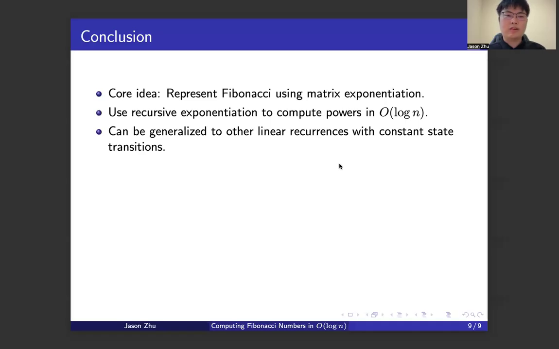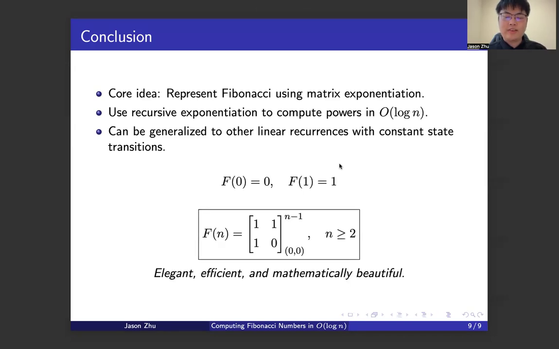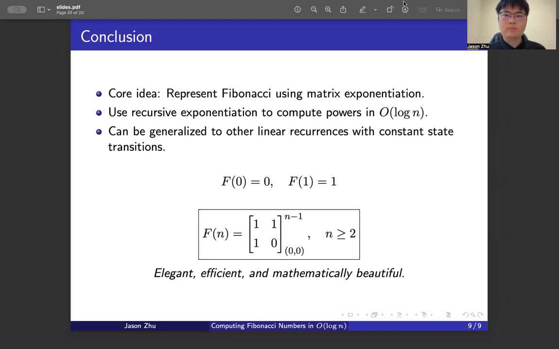So here comes the conclusion. The core idea is that we represent Fibonacci using matrix exponentiation, and then use recursive exponentiation to compute powers in O(log n) complexity. Also, what's interesting is that this can be generalized to other linear recurrences with constant state transitions. And here is the final conclusion with the base case and the elegant, efficient, and mathematically beautiful representation of the nth term of the Fibonacci sequence.